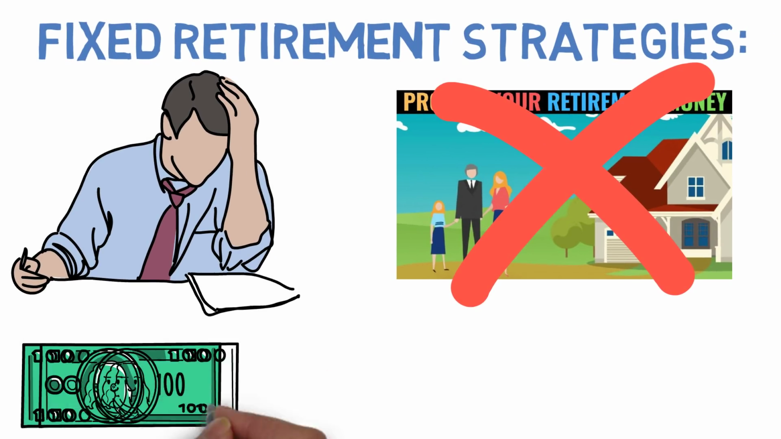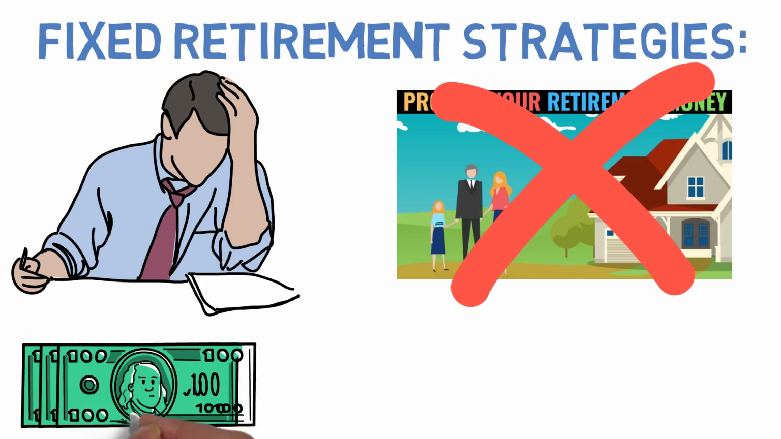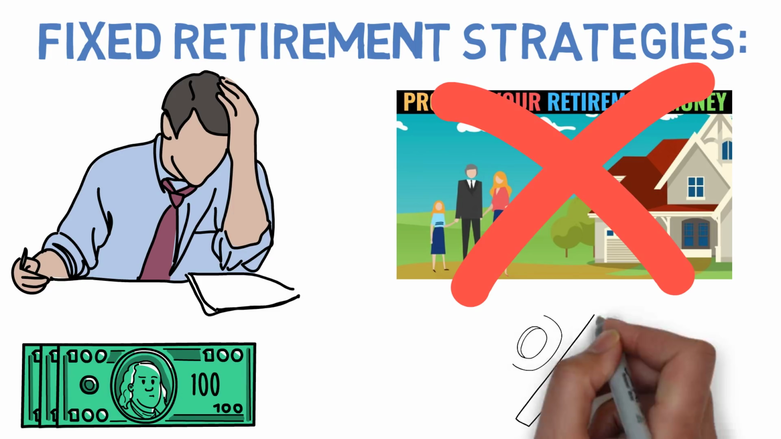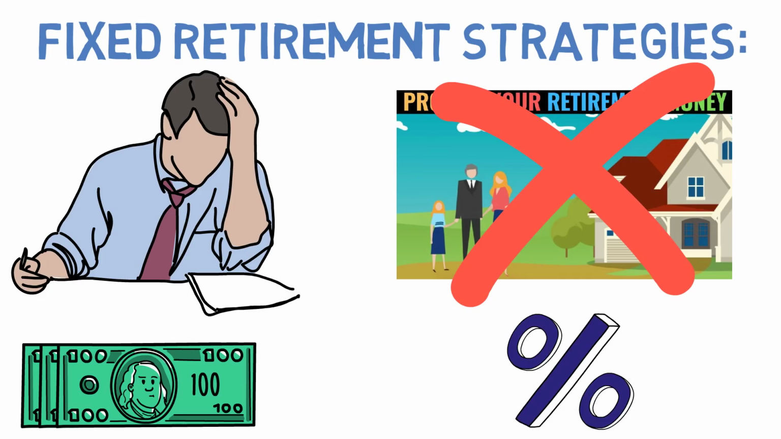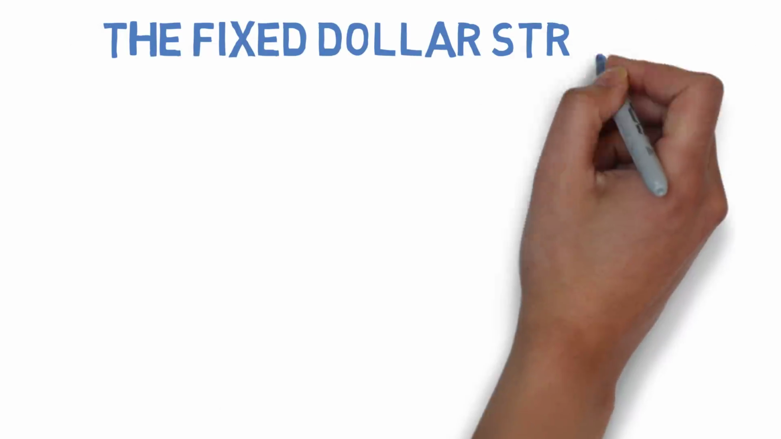So the strategies that we're going to be covering today are very similar to one another, in that they are both known as fixed withdrawal strategies. They are the fixed dollar withdrawal strategy and the fixed percentage withdrawal strategy. Let's start with the simpler of the two, the fixed dollar withdrawal strategy.